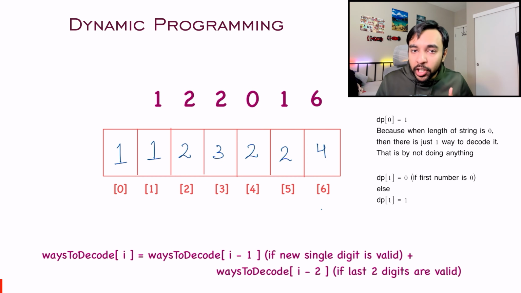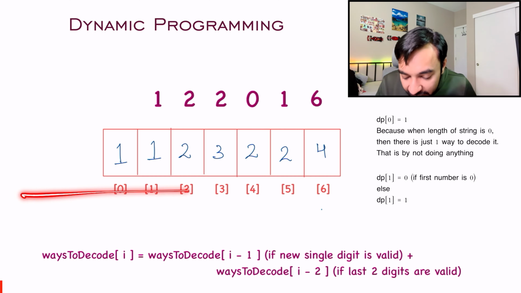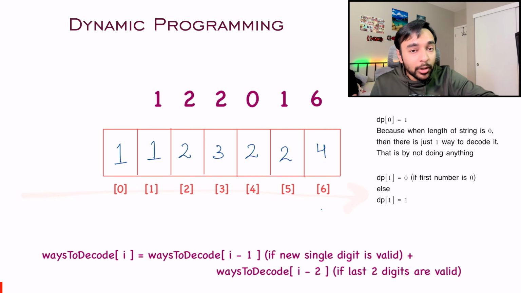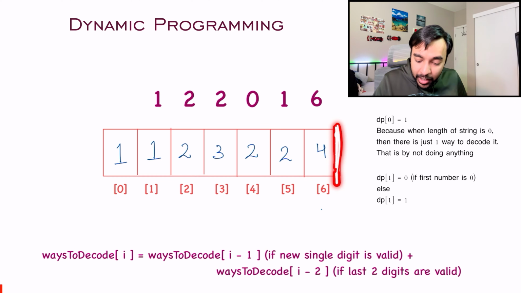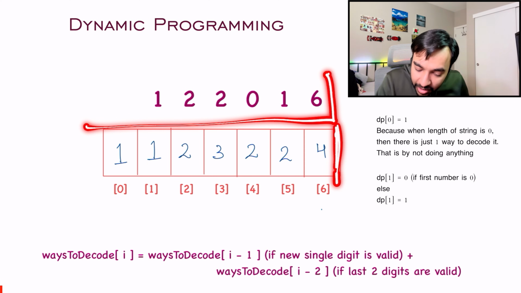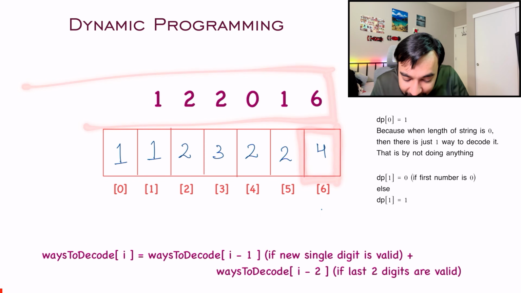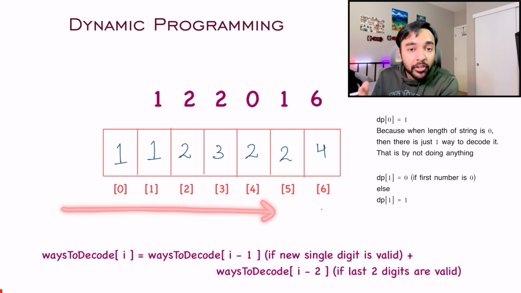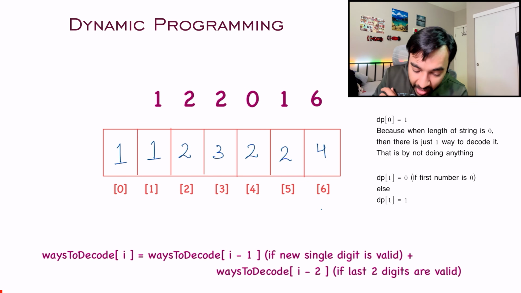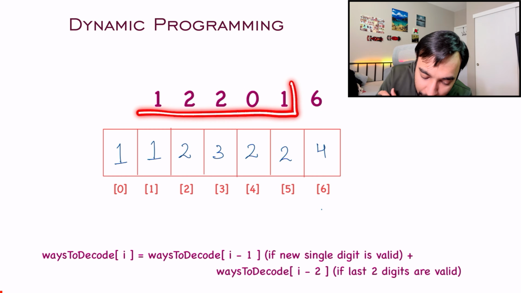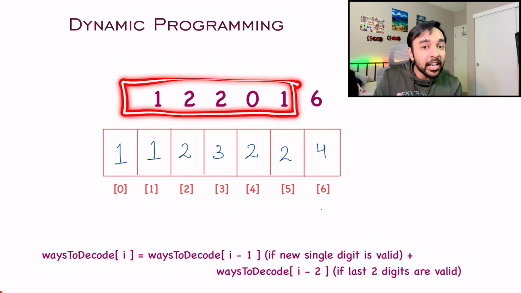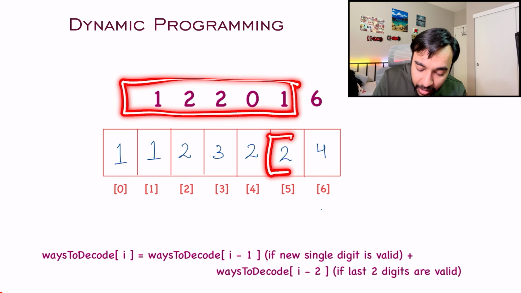And remember, what did I tell you? This memoization array is telling me what is the total number of ways you can decode the string if the length is 6. So if the length is 6, the total number of ways to decode is 4. And that matches our decision tree exactly. So this memoization array is giving you the answer at every moment. If the sample test case had just been this 12201, then what was your answer? Your answer would have been 2.